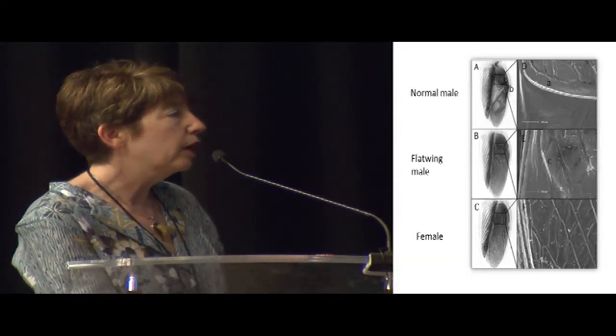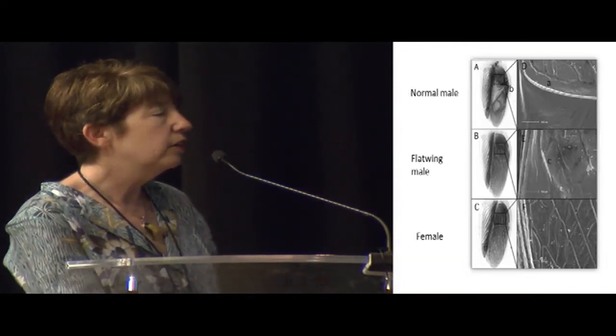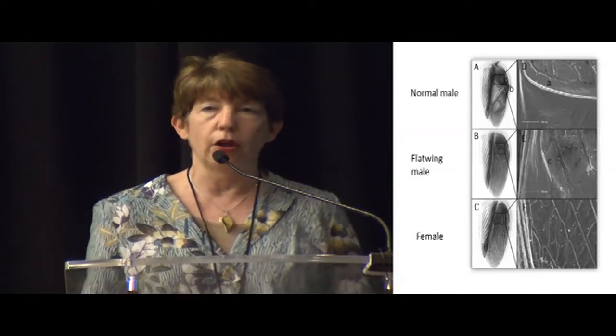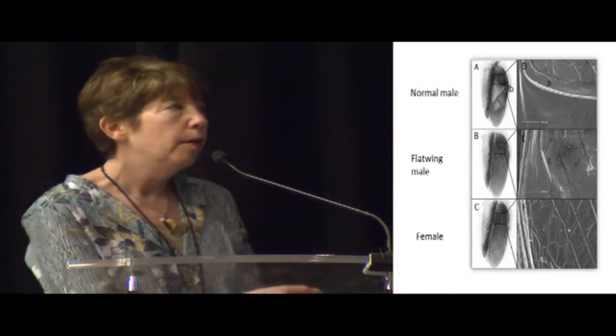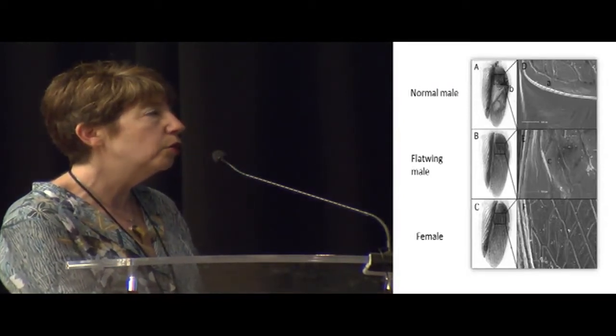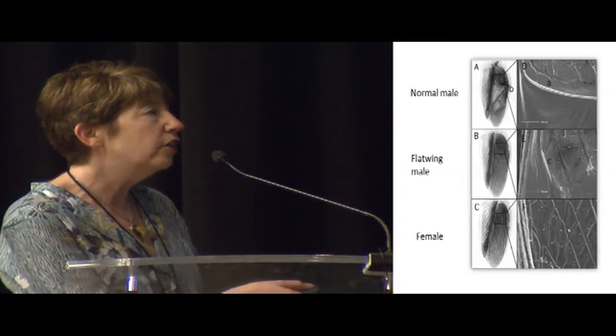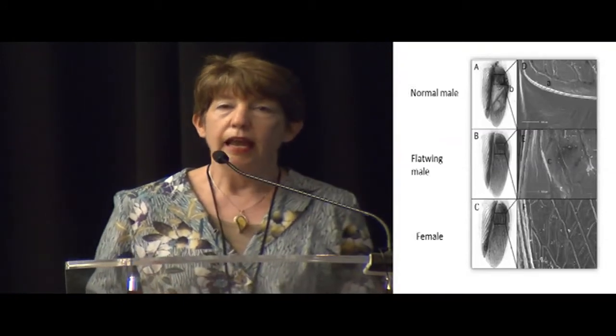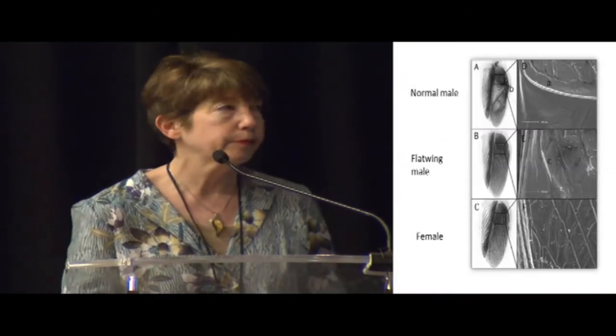A female cricket on the bottom doesn't have any of those specialized structures, and females never sing. They just can't make the chirps at all. The only chirps you're gonna hear are from males. But here in the middle is this new kind of male that arose, and it's a new male that doesn't have the same kind of file that the normal male does, and he's protected from the fly.